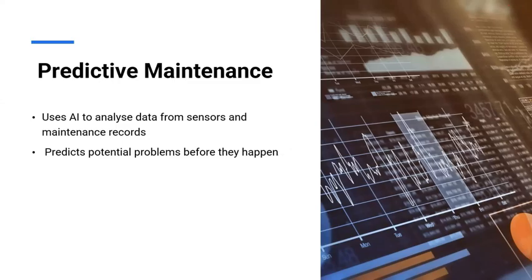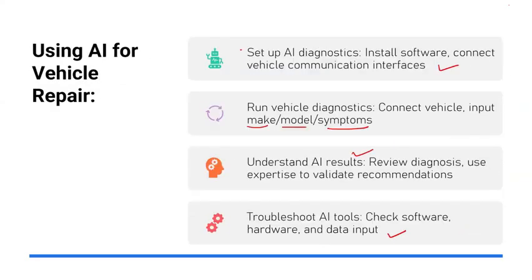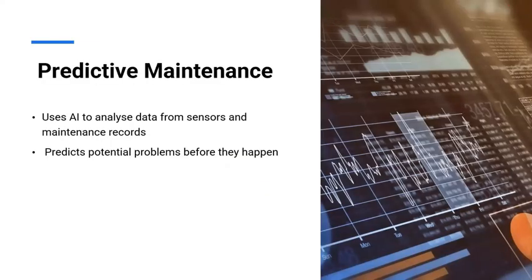Now, AI is implemented in three ways. What are those? Predictive maintenance, remote diagnosis, and visual recognition. First, what is predictive maintenance? Predictive maintenance uses AI to analyze data from sensors and maintenance records. Maintenance records means that even when there was no AI, vehicles were still running. From there we have developed a very good maintenance record of how the vehicle is getting repaired. If we upload that data to AI, the AI will train from that data.